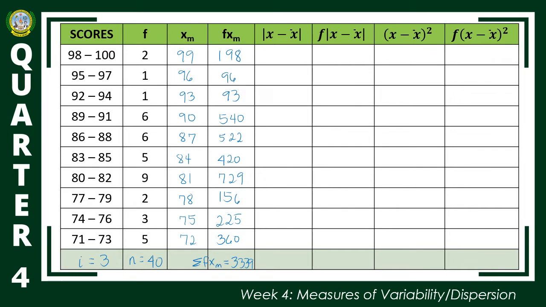Ngayon, para ma-compute yung mean, i-divide natin. Okay? So, mean. Ang mean po is summation of f times class mark divided by n. Okay? So, that is 3,339 divided by 40. The answer is 83.475. And since siya ay 3 decimal places, round off natin para mabawasan. So, gawin natin po siyang 83.48.